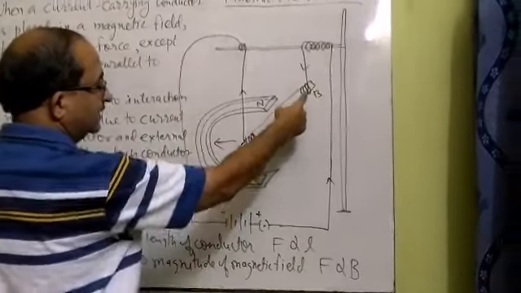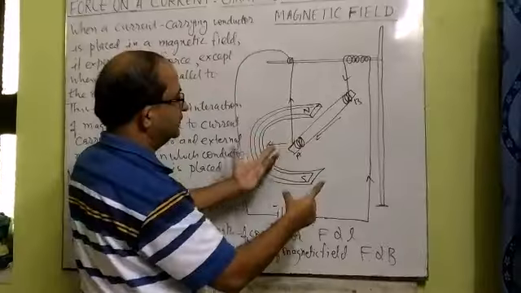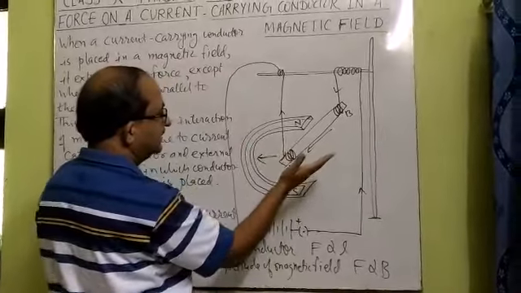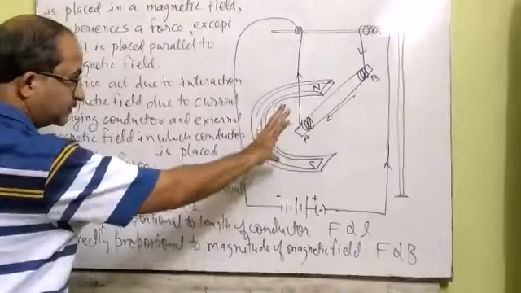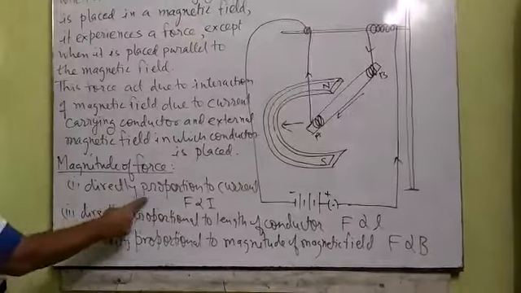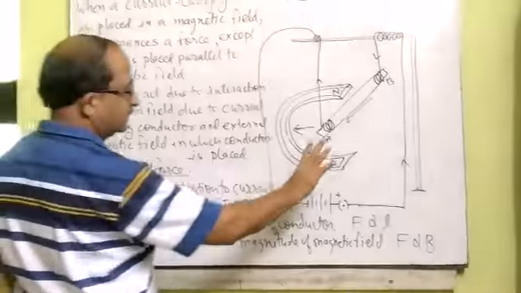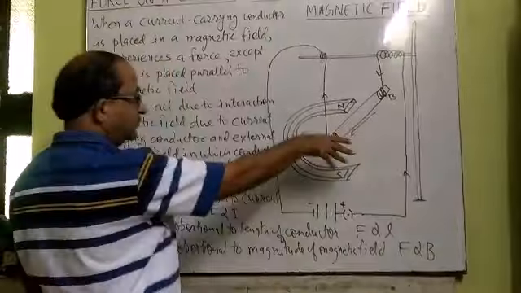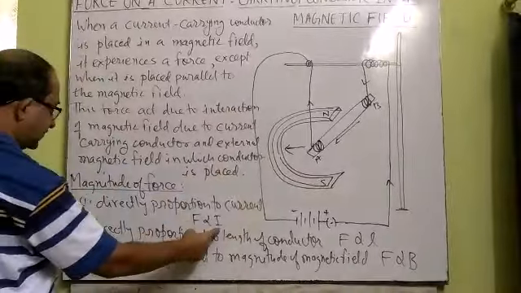So whenever a current carrying coil is placed in a magnetic field, it experiences a force, and because of this force, the coil will move. The magnitude of force produced in this current carrying coil placed in a magnetic field is directly proportional to the current which passes through it. So with the help of a rheostat, when we increase the amount of current, the force experienced by the coil will be increased. So F is proportional to I.